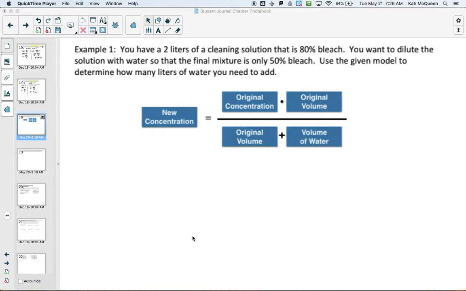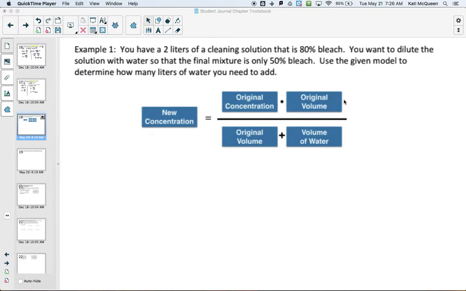So we have 2 liters of a cleaning solution that is 80% bleach. You want to dilute the solution with water so that the final mixture is only 50% bleach. Use the given model to determine how many liters of water you need to add. If I have something that's 80% bleach and I add a little bit of water, it's going to be a little less than 80% bleach. So I want to keep adding water until I get down to only 50% bleach.